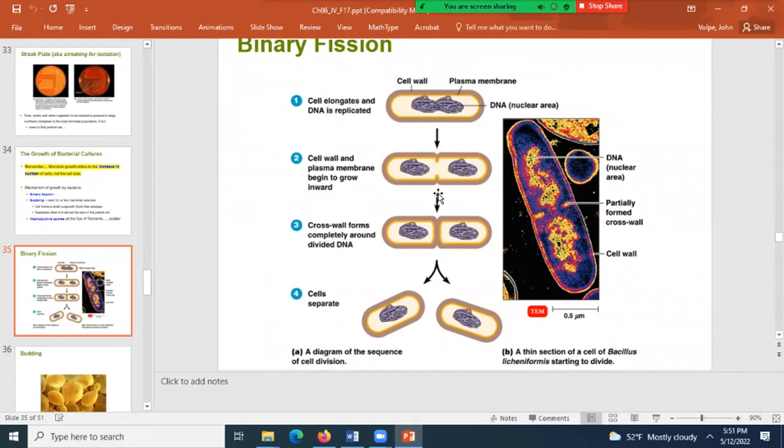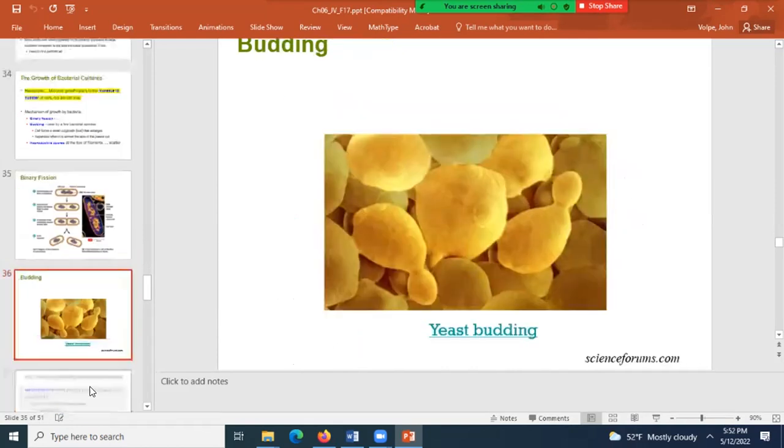It forms both a cell wall and a cell membrane in between the 2 nuclei, and the cell divides in 2. Right here, we can actually see a cell wall growing in between the cell in an electron microscopic image. And then that cell will divide into two. And then these cells can be isolated and go their own separate way. Any question about any of that?